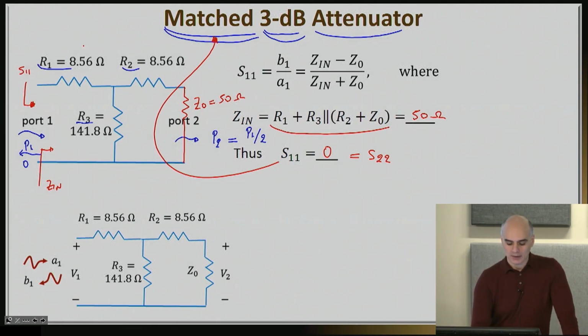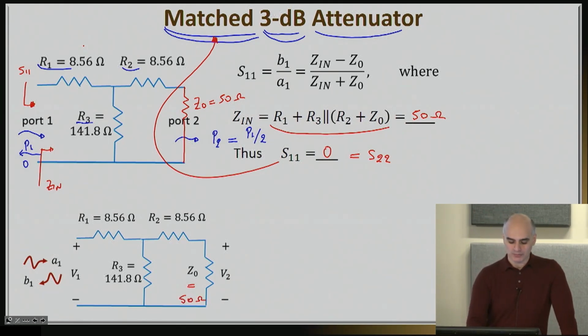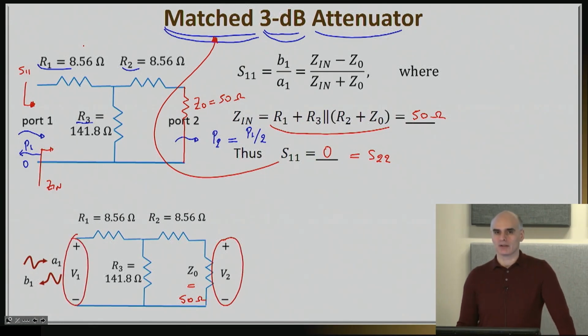So I will again terminate my impedance number 2 to 50 ohms, my Z naught. I will write down the voltage in port number 2. This is the voltage V2. I will write down the voltage in port number 1. This is V1. And I will have to find the relationship between these two voltages. This will be the key to unlocking the S21 calculation.